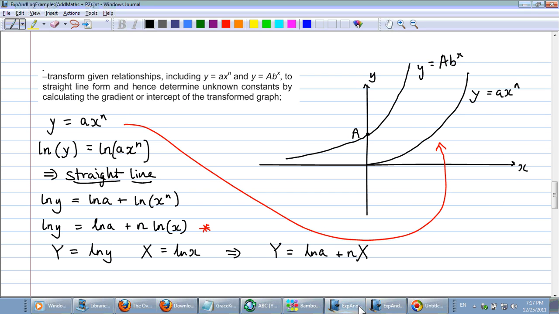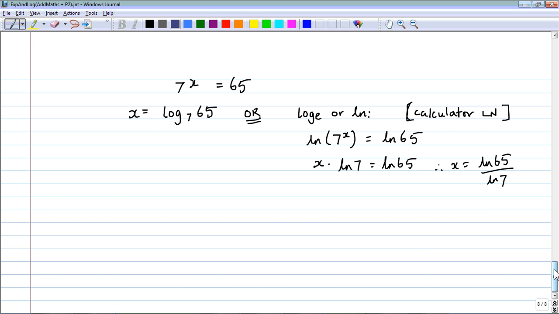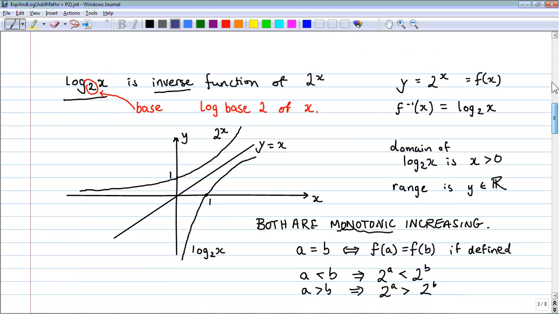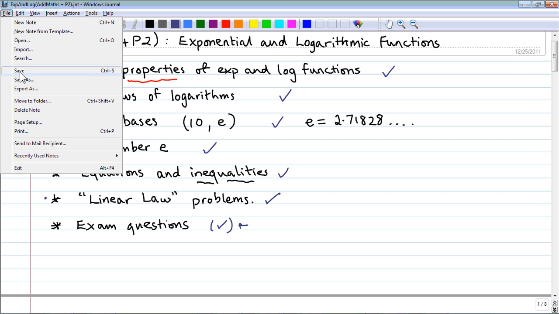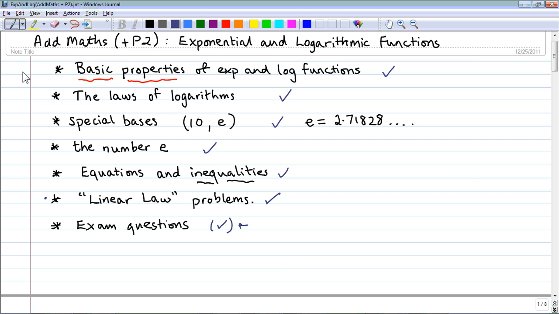Okay, so now we've covered the linear law idea. You certainly should try the examples in the book, have a good practice there, and I've also shown you now 3 exam questions, so hopefully that will be enough on that topic, and I'll leave it there for now. Thank you very much.